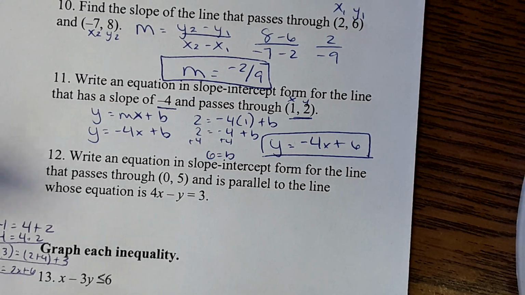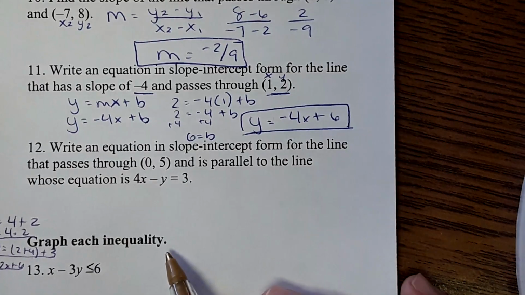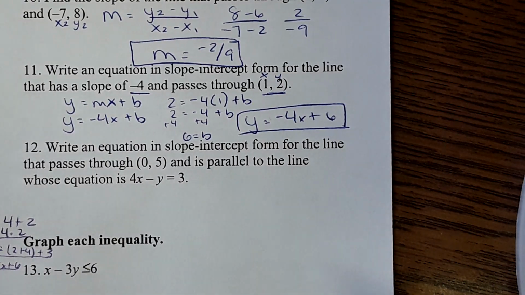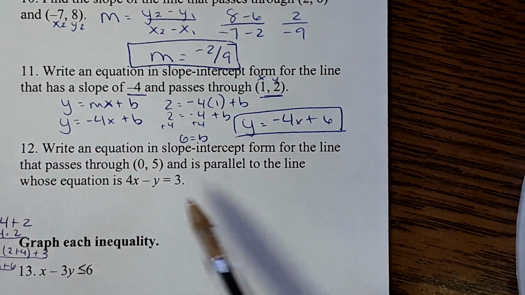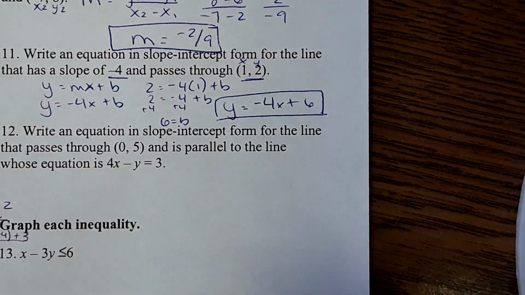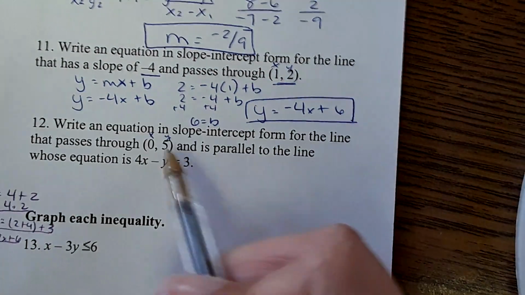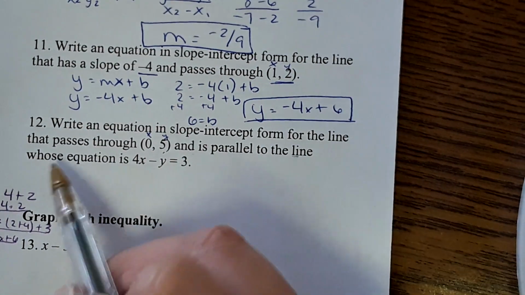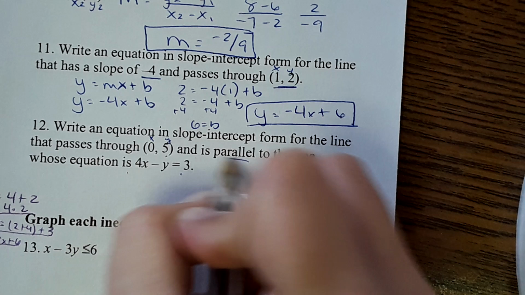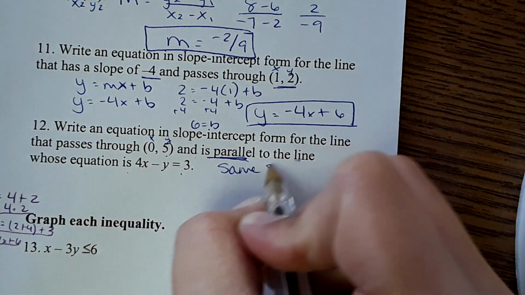Okay, we're going to do one more just because it's in that same sector of types of problems. Write an equation in slope-intercept form for the line that passes through (0, 5). That is actually the y-intercept, which makes our life a little bit easier. And is parallel to the line whose equation is this. If it's parallel, it would have the same slope.